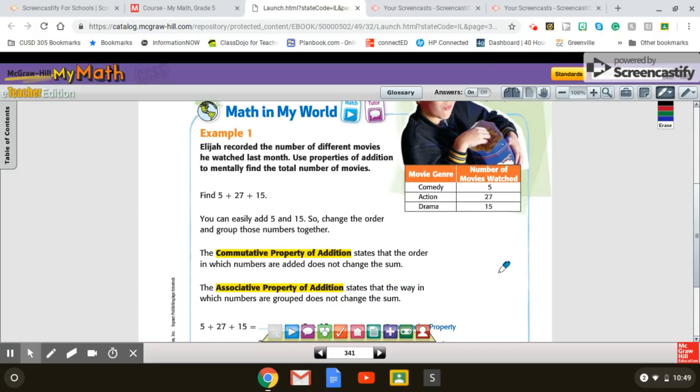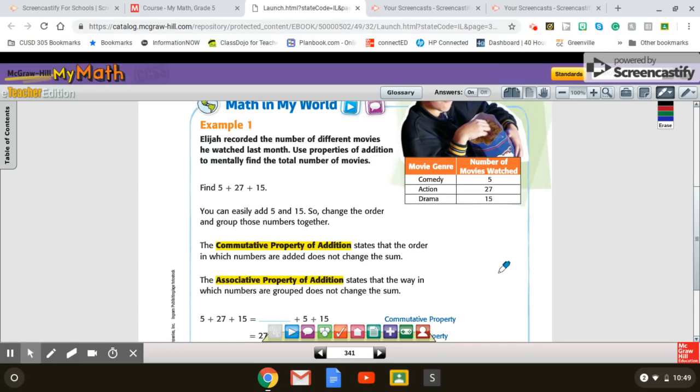Okay, the second property is the associative property of addition. This states that the way in which numbers are grouped does not change the sum. So you can group them any way you want to. It's not going to change the sum. You can put the 5 and the 15 together. You can put the 5 and the 27 together. You can put the 27 and the 15 together. No matter how you group them together, it's not going to change the sum or the answer when you add them together.